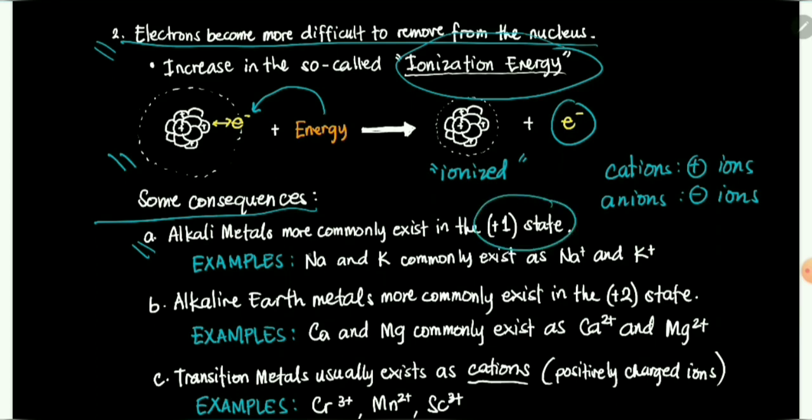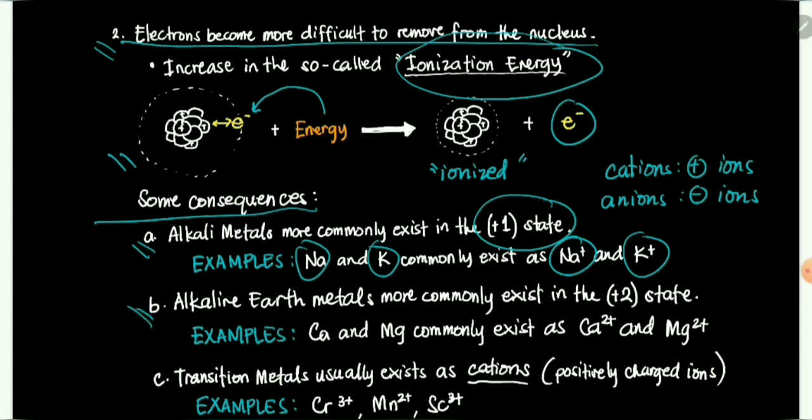Okay? So for example, we have sodium and potassium. So yung sodium and potassium, they are both in the group 1 of your periodic table. So they exist as Na+ and K+ respectively. So mahirapan ka makakita ng Na and K sa environment na neutral ang state. Usually sila ay naka +1 state kasi mas stable sila sa ganyang state.